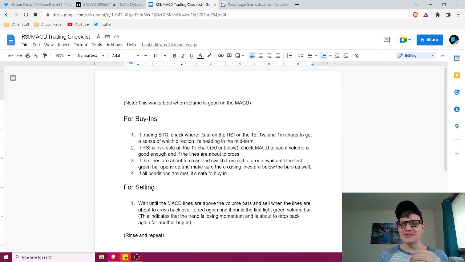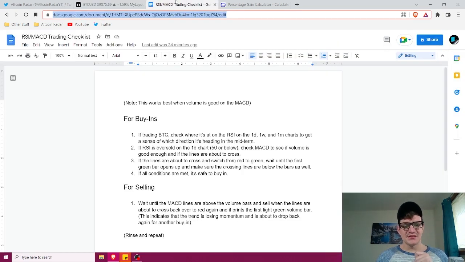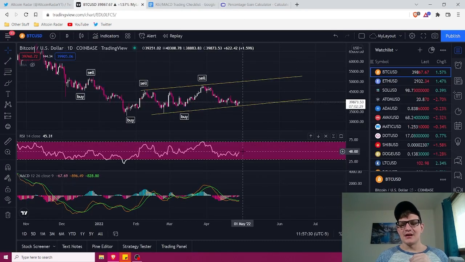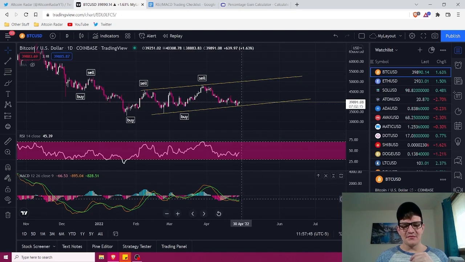Number 2: if RSI is oversold on the 1 day chart at 50 or below, which is where it's at right now, check the MACD to see if volume is good enough and if the lines are about to cross. So we are going to check the MACD to see if the volume is good or not and if the lines are about to cross.